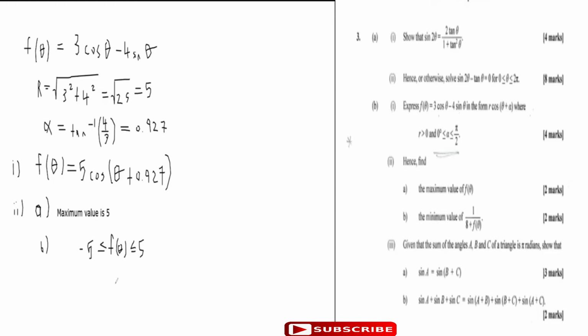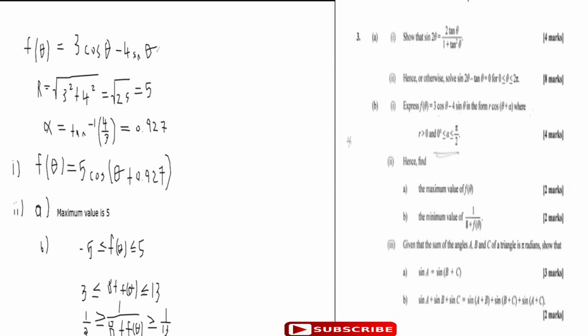And so if you add 8 to it, you're going to say that 8 plus f of theta is going to be bounded between, adding 8 to 5, 8 plus 5 is 13, and adding 8 to minus 5 is 8 minus 5, which is 3. And so 1 over 8 plus f of theta is going to be bounded between 1 over 13 and 1 over 3. So it's going to be less than or equal to 1 over 3, but greater than or equal to 1 over 13. Once you are flipping, you change the signs. And so what we can conclude is that the minimum value will be 1 over 13.